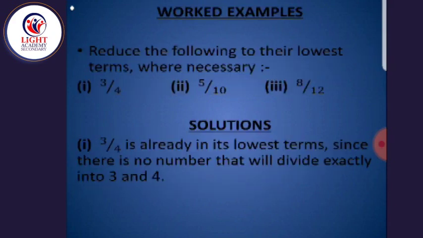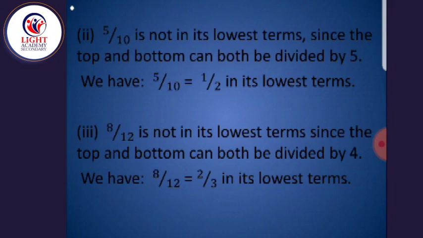We can now proceed and look at some practical examples, and in these examples we are supposed to reduce the fractions below to their lowest terms, where possible. We are going to start with Roman 1, that is 3 out of 4. In Roman 1, we can see that 3 out of 4 is already in its lowest terms, since there is no number that will divide exactly into 3 and 4. And also because 3 and 4 are relatively prime, we can conclude that 3 out of 4 is in its simplest form.